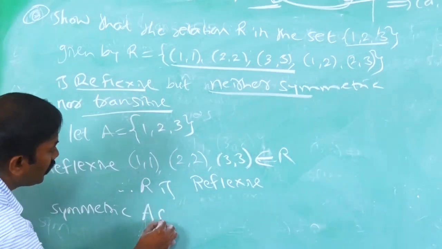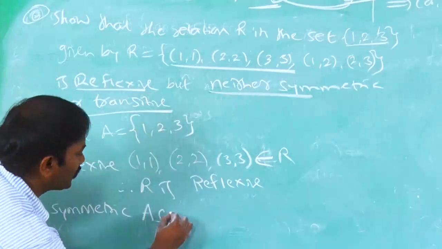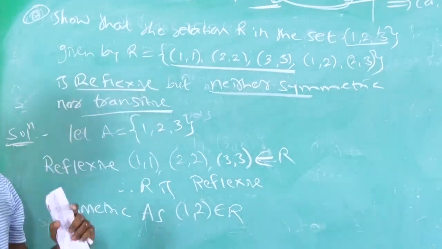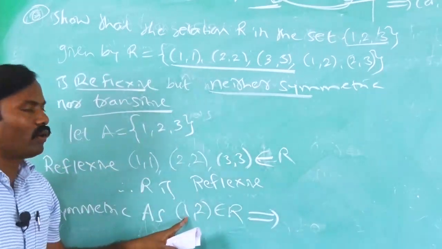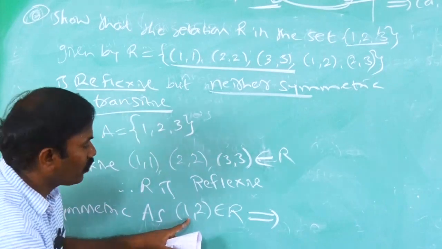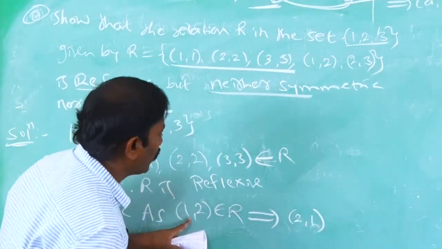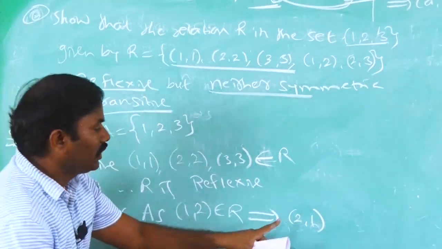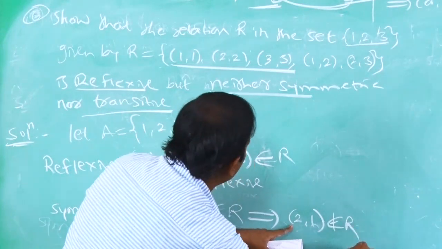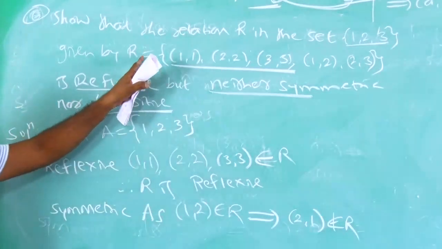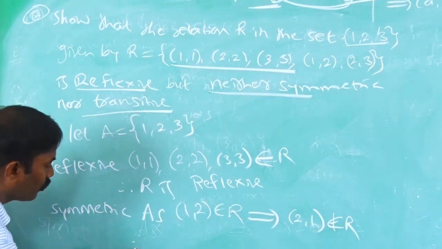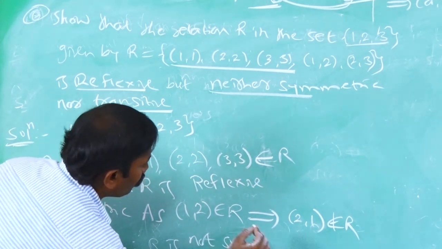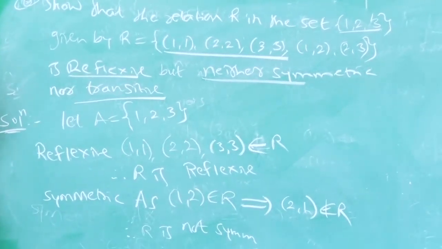The ordered pair (1, 2) belongs to this relation. This implies we take this ordered pair's inverse. The inverse of the ordered pair (1, 2) is (2, 1). Now this ordered pair (2, 1) does not lie in the relation. This ordered pair does not belong to the relation. So this relation is not symmetric. Therefore, R is not symmetric. Next, find the transitive relation.